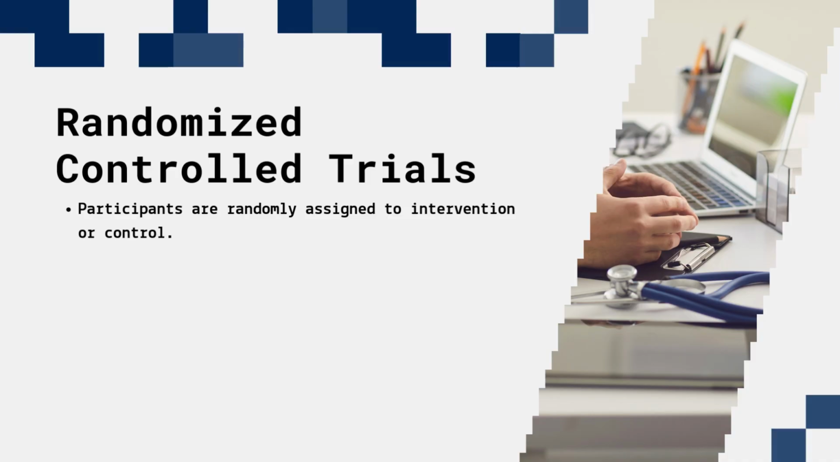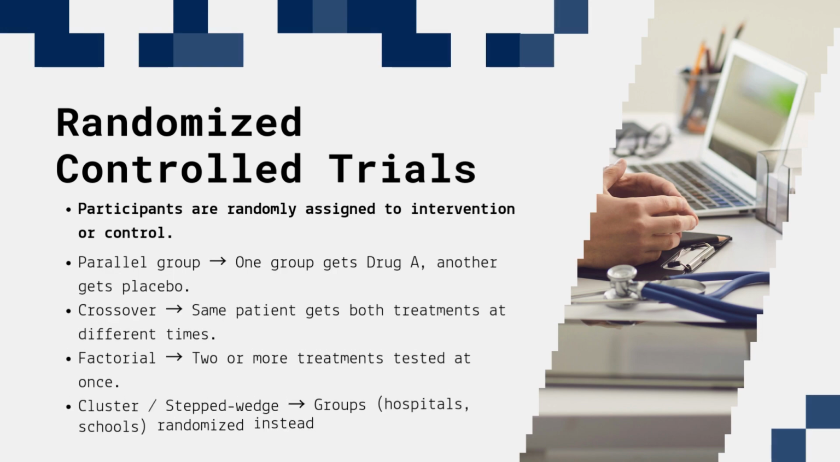RCTs come in several forms: parallel group trials. Participants are split into two or more groups, and each group stays with its assigned treatment. For example, one group gets drug A, the other gets placebo. Crossover trials. Each participant receives both treatments in sequence, separated by a washout period. For example, patients receive drug A for 4 weeks, then switch to drug B. This way, each person serves as their own control.